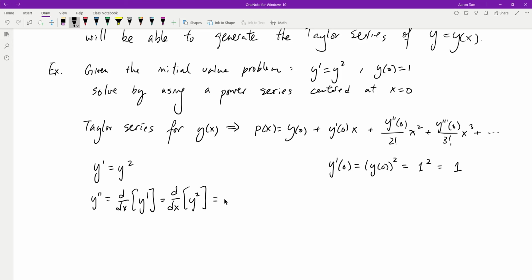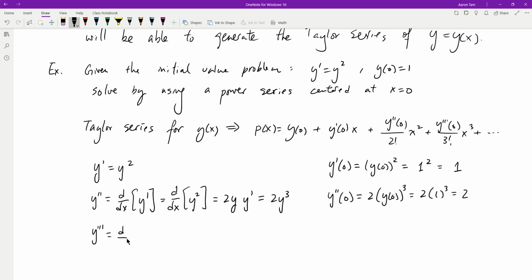And if that's the case, this becomes 2y times the derivative of y, which is y prime. But since I know y prime is y squared, this comes out to be 2y to the third. So therefore, y double prime at 0 becomes 2 times y at 0 to the third. That's 2 times 1 to the third, which is 1, which is 2. Pretty simple.